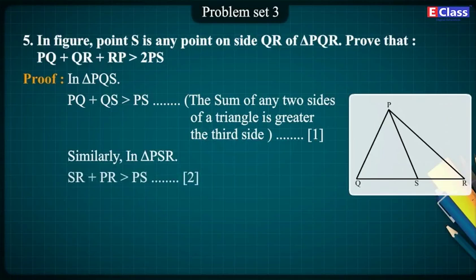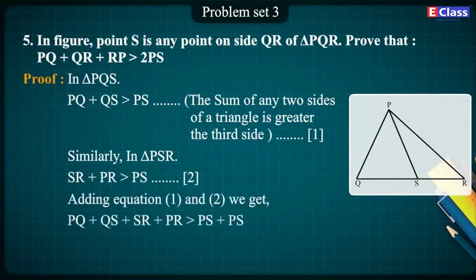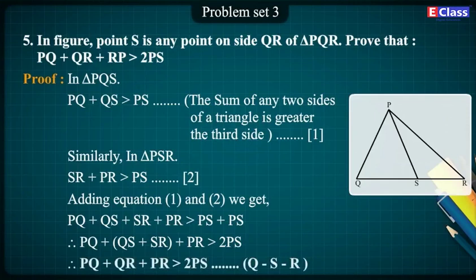Adding equation 1 and 2, we get PQ plus QS plus SR plus PR is greater than PS plus PS. Therefore, PQ plus (QS plus SR) plus PR is greater than 2 times PS. Therefore, PQ plus QR plus PR is greater than 2 times PS, as Q, S, R are collinear.